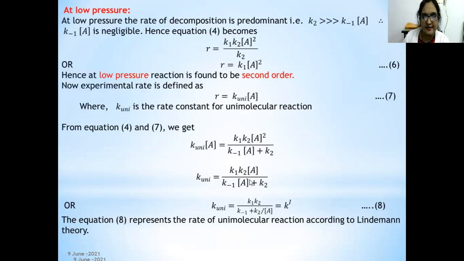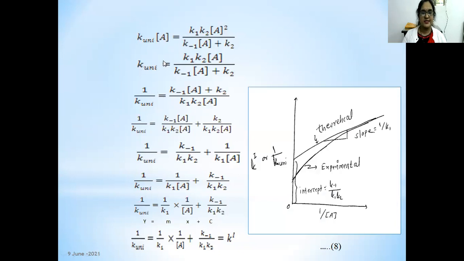This is similar to the equation we already discussed. So k uni is equal to k1 k2 concentration of A divided by k minus 1 into concentration of A plus k2. Now just take a reciprocal. What I get, 1 upon k uni is equal to k minus 1 A plus k2 divided by k1 k2 A. The denominator is the same. After simplification, 1 upon k uni is equal to k minus 1 concentration of A divided by k1 k2 concentration of A plus k2 divided by k1 k2 concentration of A.